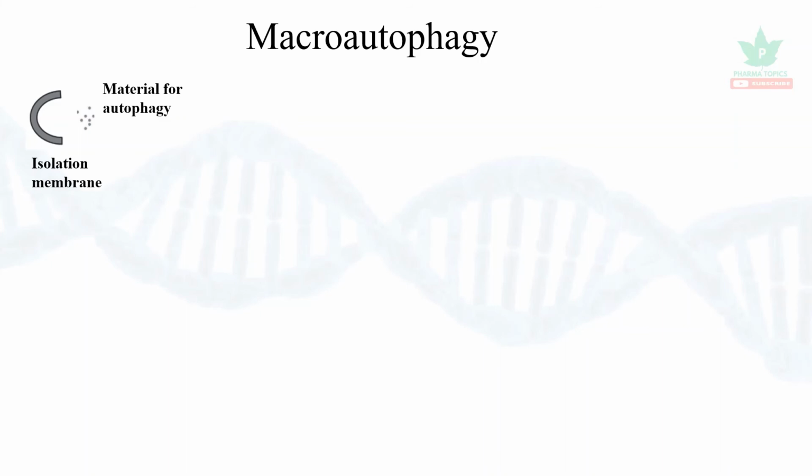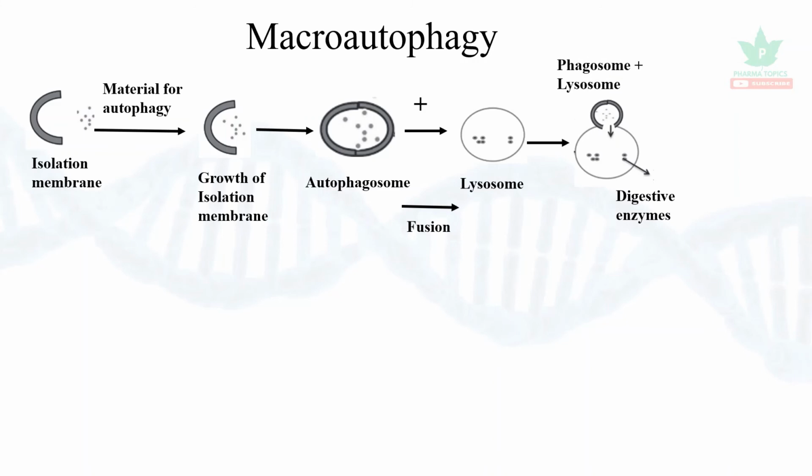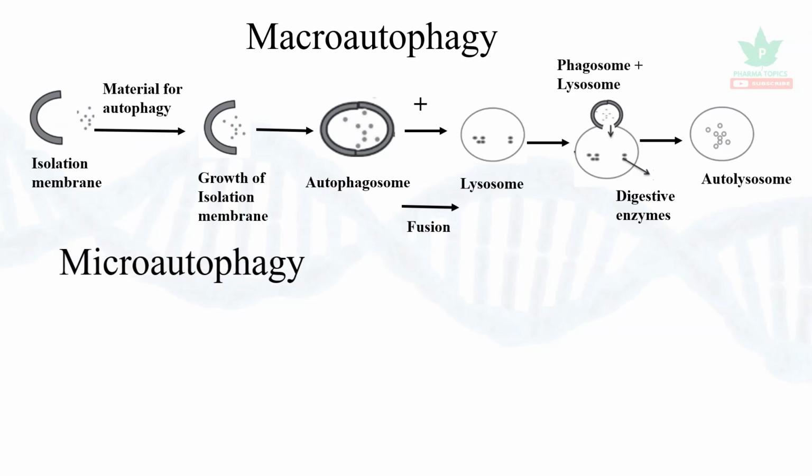Let us take the material that has to be autophagized. It forms an isolation membrane. The membrane grows and forms an autophagosome around the material for autophagy. The autophagosome fuses with the lysosomes, and that leads to the digestion of the ingested material with the digestive enzymes. So the autolysosome is formed and digests materials such as damaged proteins or cell organelles.